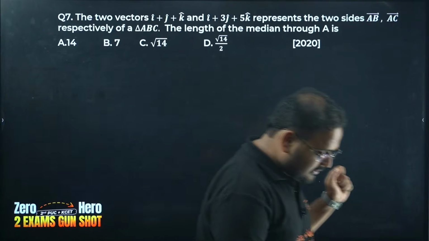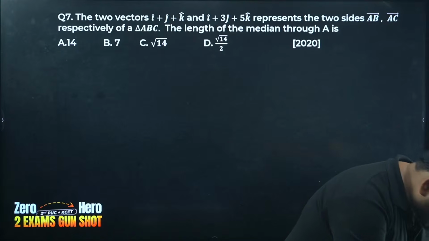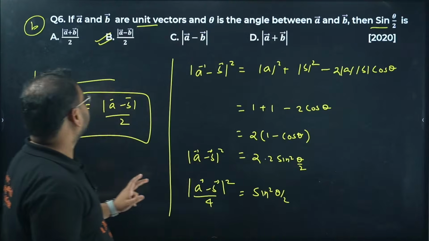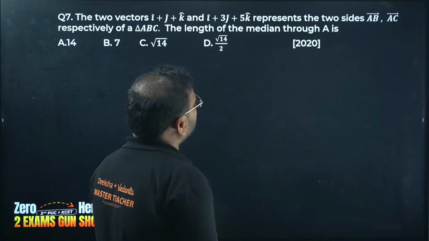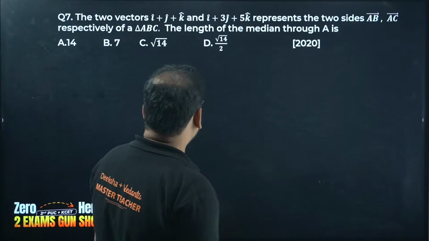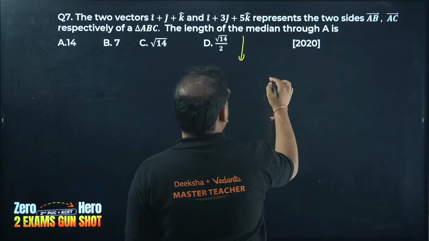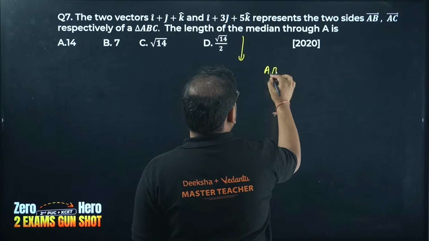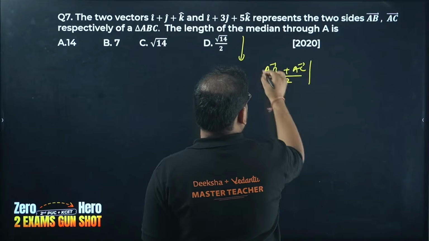Doubt in the 6th? Anybody? Sky has given the answer. B is the right answer. The 2 vectors I, J, K represent 2 sides AB and AC of the triangle ABC. Length of the median is found using what? Simply AB plus AC by 2, modulus of this.